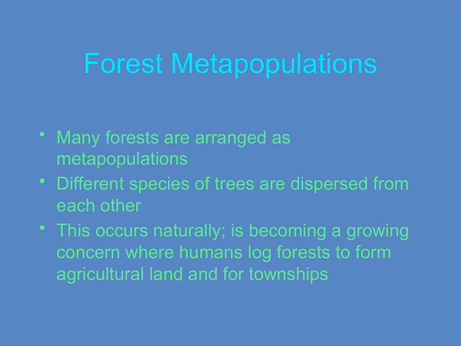For example, when humans log forests to create agricultural land or develop towns and cities, they fragment these forest patches further. This fragmentation can disrupt the connectivity between tree populations, making it harder for species to survive, reproduce, and maintain genetic diversity. So, understanding forest metapopulations helps us see how natural processes and human actions influence forest health and resilience.